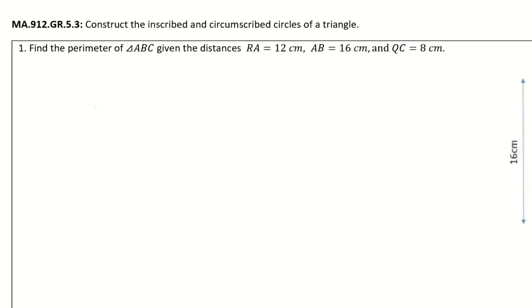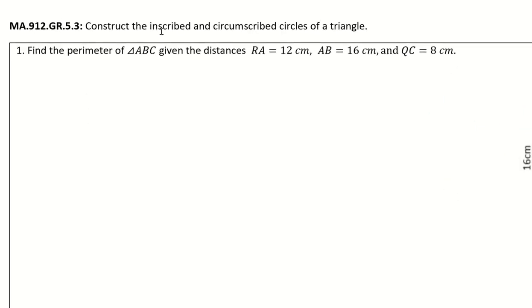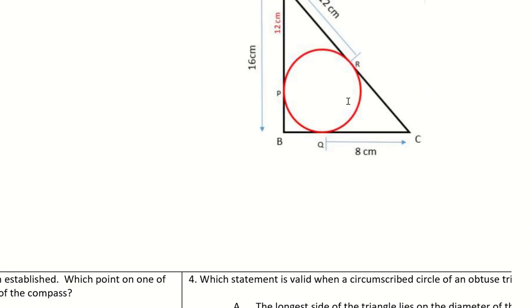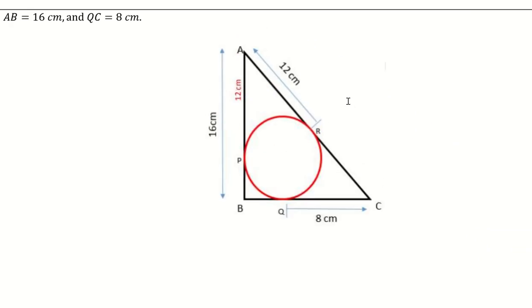So let's continue 5.3, or GR 5.3, construct inscribed and circumscribed circles of a triangle. Number 1, find the perimeter of the triangle given the distances. So this is sort of what we did recently with tangent lines. These are tangents, right? They cross a circle at the one point here.